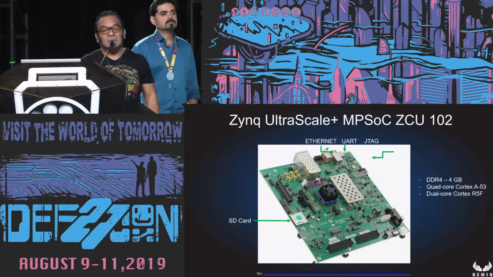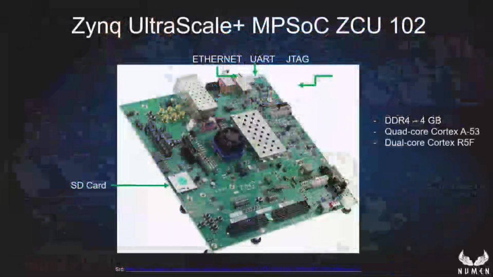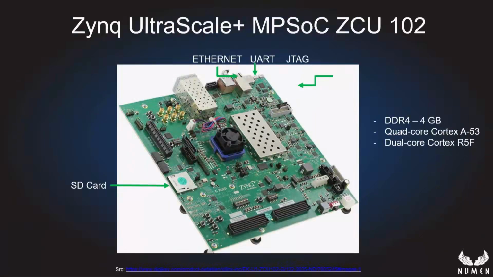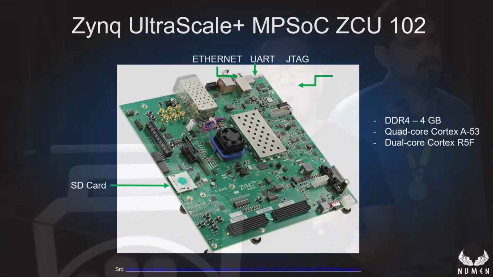So this is the board. It's just standard inputs and outputs. We have an SD card to host the rootfs. We have Ethernet, UART, JTAG, and we have quad-core A53s, which are the ARM CPUs, and dual-core R5F. So this is a board that is very expensive, but don't worry, what we are presenting can be used in any other board.